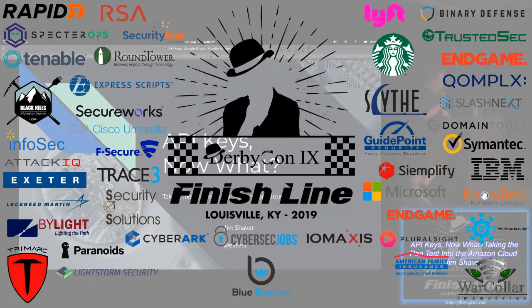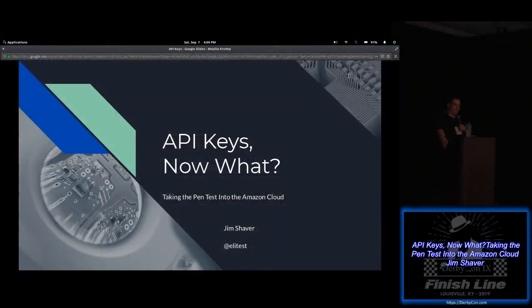Now what? Yes. So we're taking the pen test into the Amazon cloud, and basically, if you're here for GCP or Azure, I may have a couple of tips for you, but it's primarily going to be an Amazon talk. As I said, my name is Jim Shaver. I go by Elitist most places around the web.